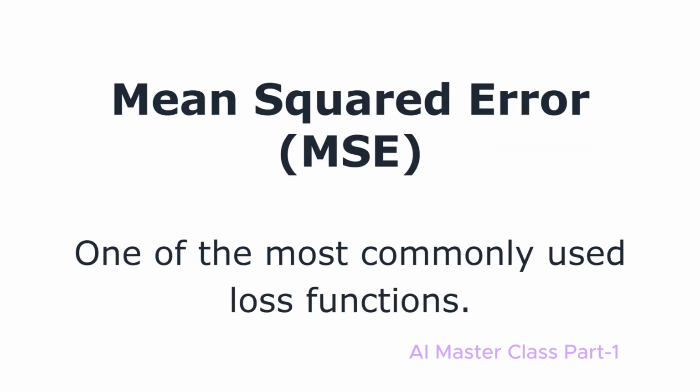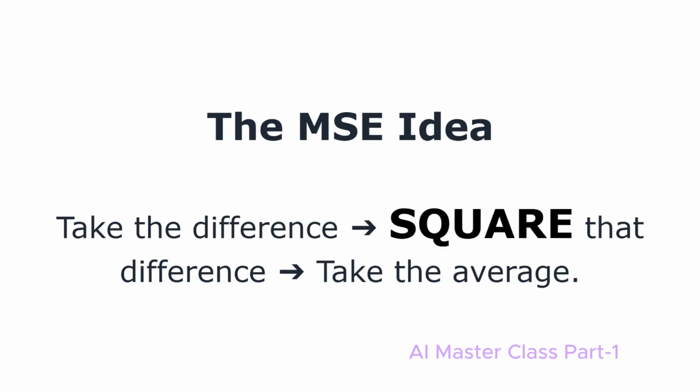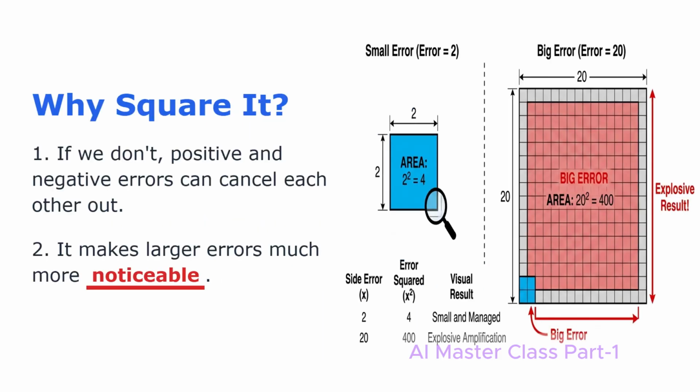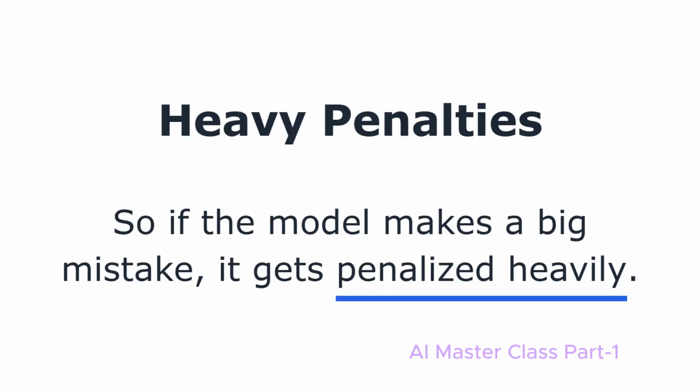In regression problems, one of the most commonly used loss functions is mean squared error, also called MSE. The idea is very simple. We take the difference between actual value and predicted value. Then we square that difference. And then we take the average over all data points. Now you might ask, why square the error? Because if we do not square it, positive and negative errors can cancel each other. Also, squaring makes larger errors much more noticeable. So if the model makes a big mistake, it gets penalized heavily.